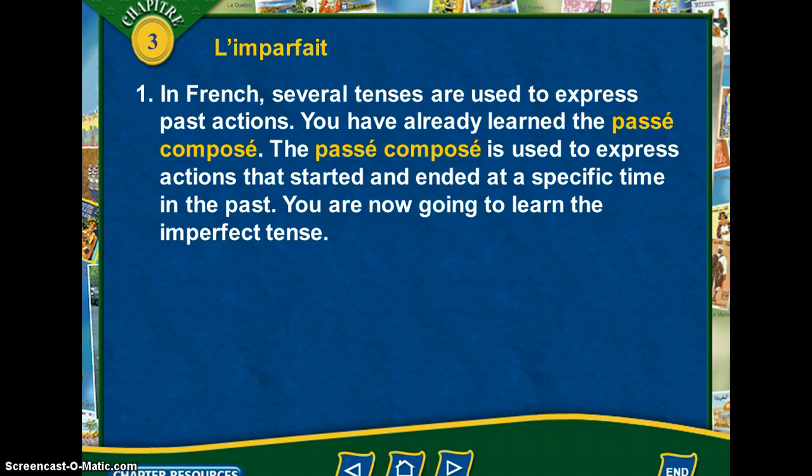In French, several tenses are used to express past actions. You have already learned the passé composé with avoir and with être. The passé composé is used to express actions that started and ended at a specific time in the past. You are now going to learn the imperfect tense.